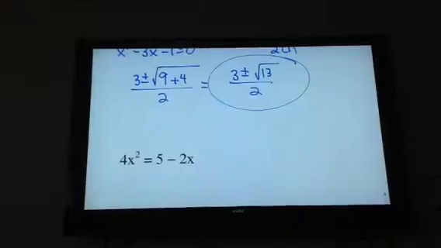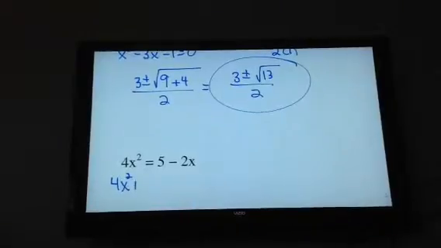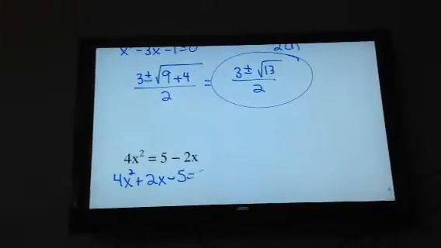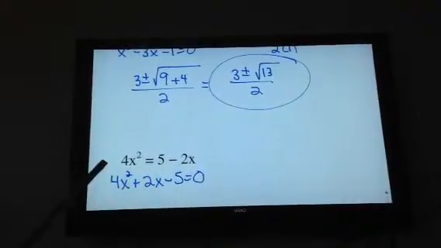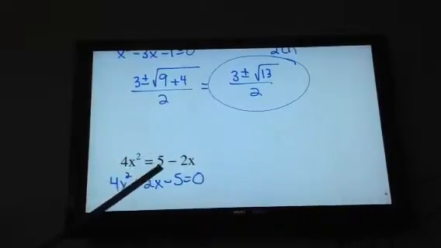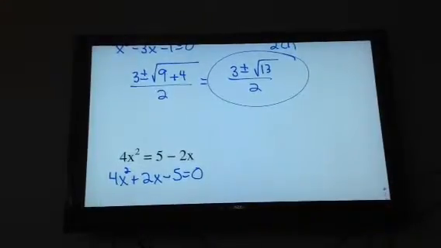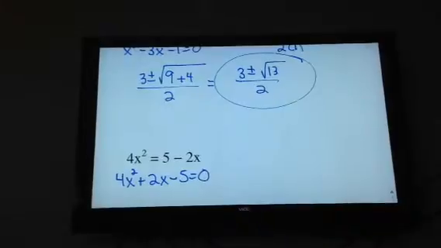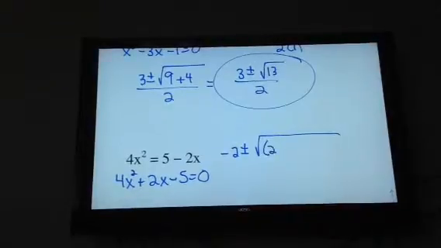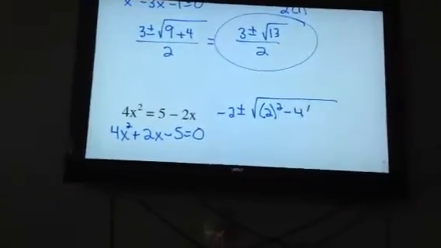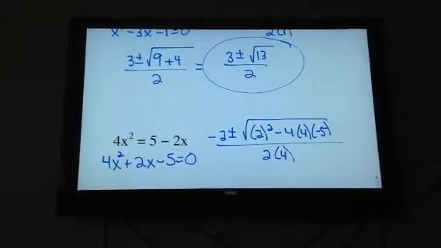Okay, on this last one I'm going to show you get it equal to 0 first. That's important. So add the 2x and subtract the 5 to make it equal to 0. I like my a positive, so I did bring everything to the left side. So I added my 2, subtracted the 5, so everything's on the left. I like a positive a. It doesn't have to be, but that's the way I like it. So I'm going to plug it in. So negative b plus or minus square root b squared minus 4ac all over 2a.